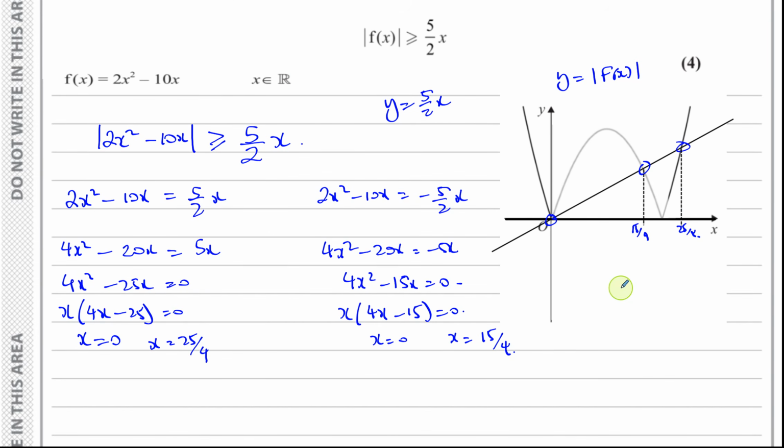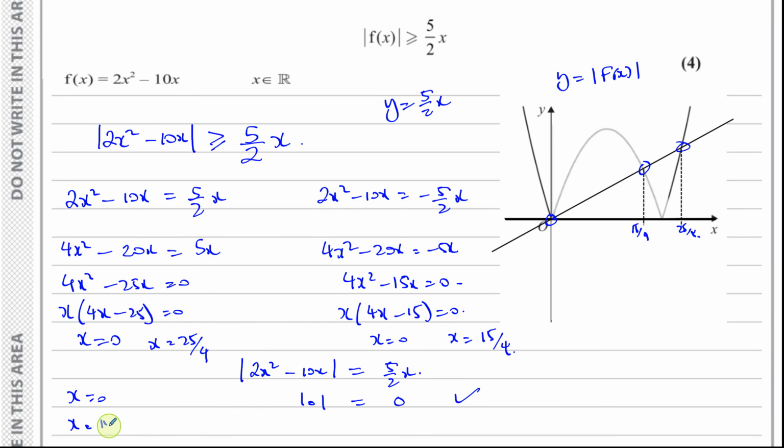So let's have a look here. So we can test these solutions if we want to in here. When x equals 0, this is what we're testing: modulus of 2x squared minus 10x equal to 5 over 2x. Let's see if those are actual points of intersection. When I put x equals 0, this is the modulus of 0, and this is 0, and that's correct. Modulus of 0 is equal to 0.